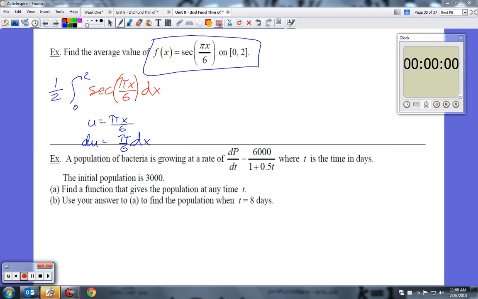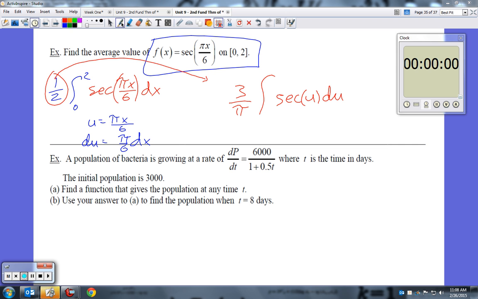So when I write my new integral, Jake, what would I write? You can pull out the pi over 6 and flip it. So pull out the pi over 6 and flip it. So we got 6 over pi, and secant of u. Keep going. So you need to remember this, right? So 1/2. Sure. So it's 3 over pi. We can go ahead and write that right now. 3 over pi. Secant of u is good.